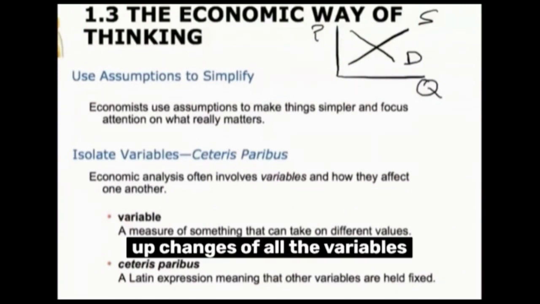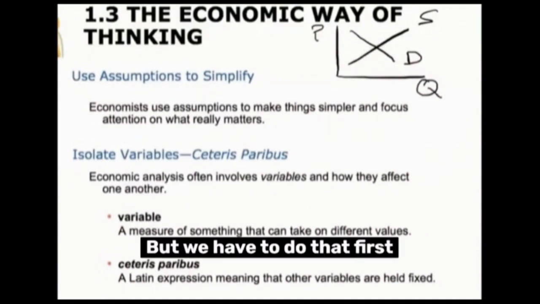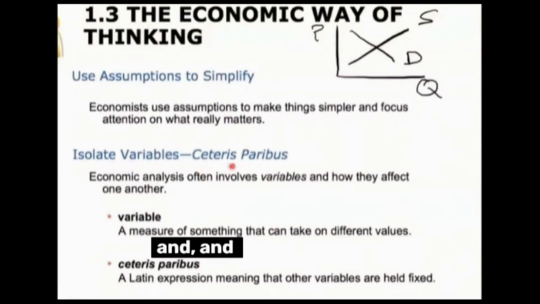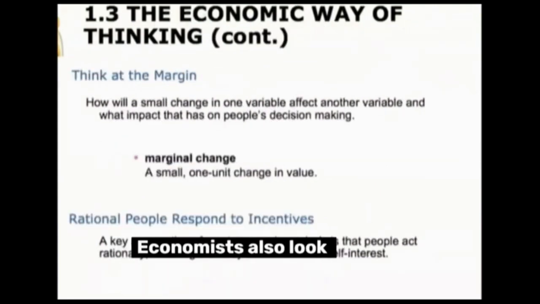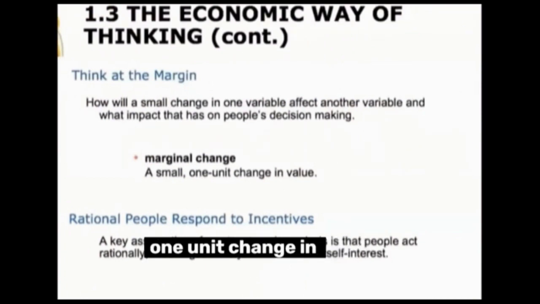In the end, we might add up changes of all the variables and try to figure out how multiple different changes affect one aspect of our economy. But we have to do that first by simplifying our assumption and getting down to just a ceteris paribus, or looking at two variables at one time. Economists also look at small changes in one variable and how that small change affects another variable. We call this a marginal change. In other words, a small or 1 unit change in a value. For example, how much more will you earn if you work for another hour?